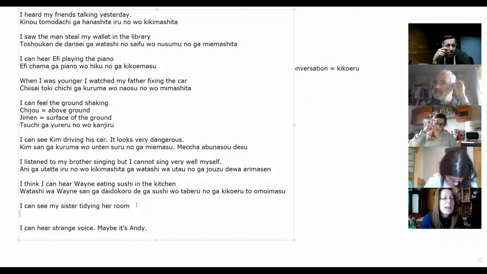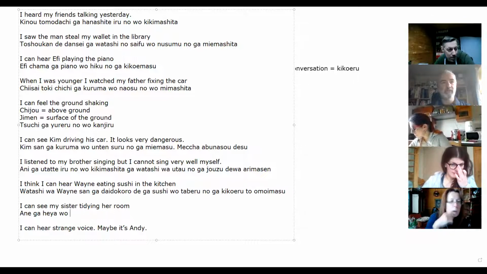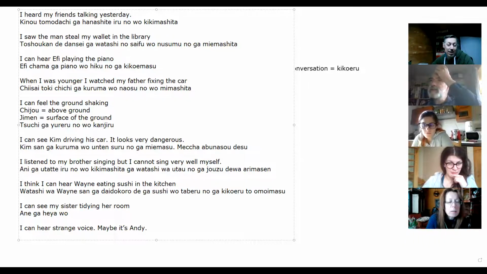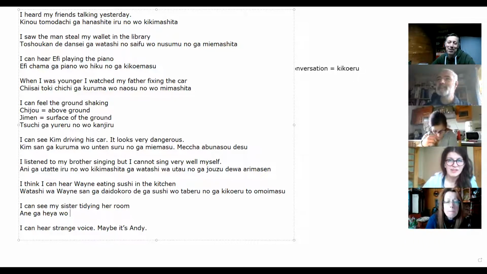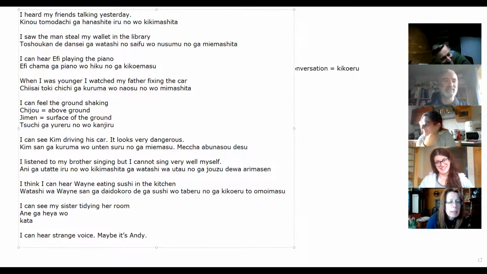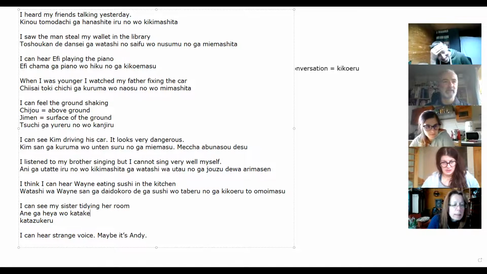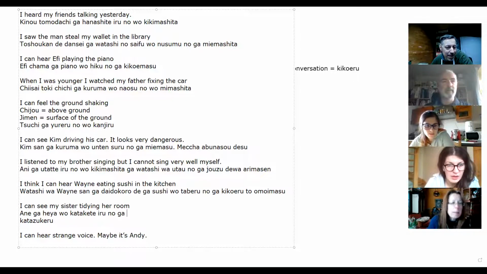Nothing works on it. Ane ga, heya o. Good. But tidying, I don't remember tidying. Can anybody remember what tidying was? Katazakeru something. Really close. Katazukeru. Very good. Katazukeru. Katazukete. Good. So she's tidying. No ga. Good. Miemasu. Very good. Well done.